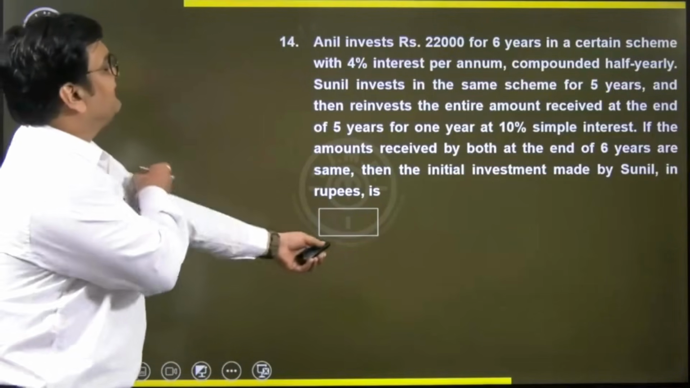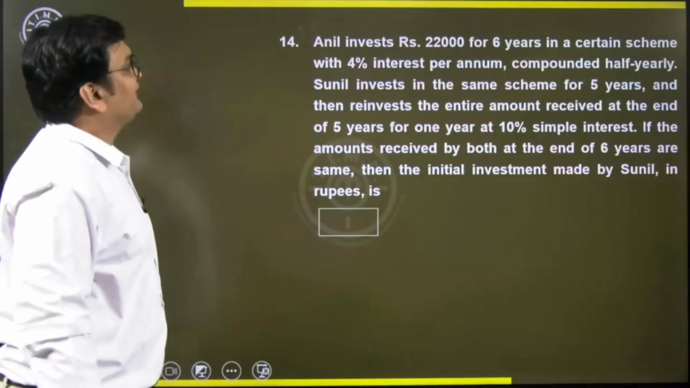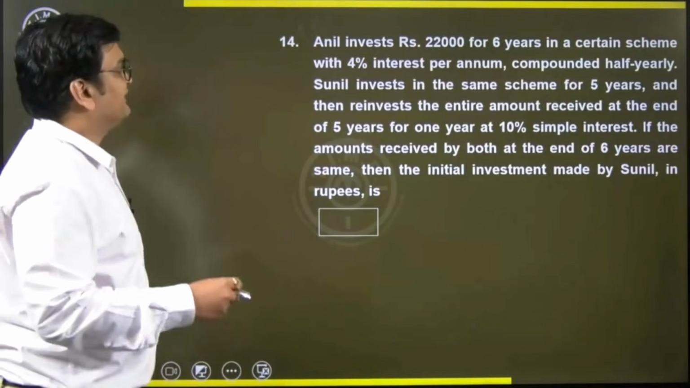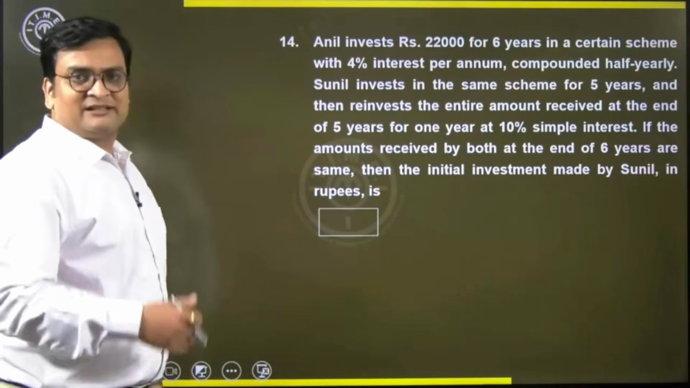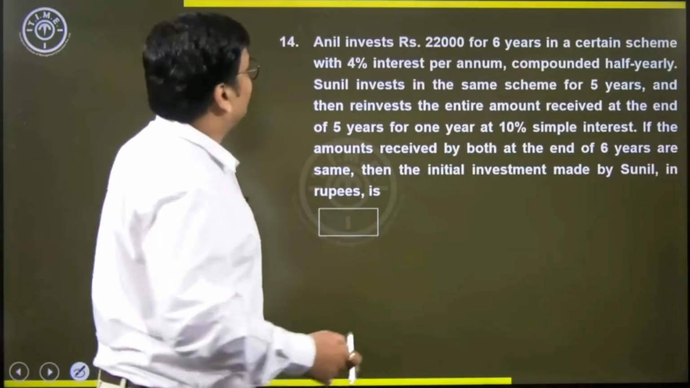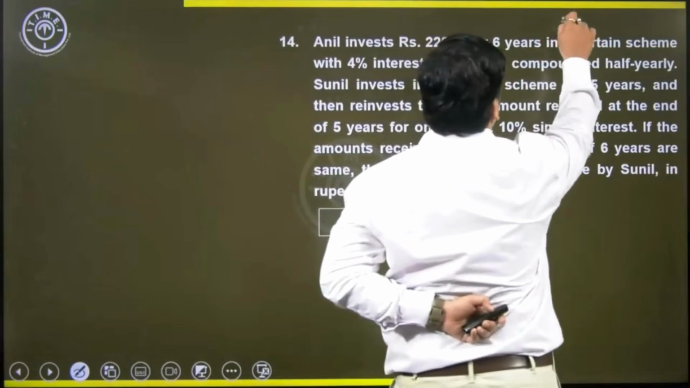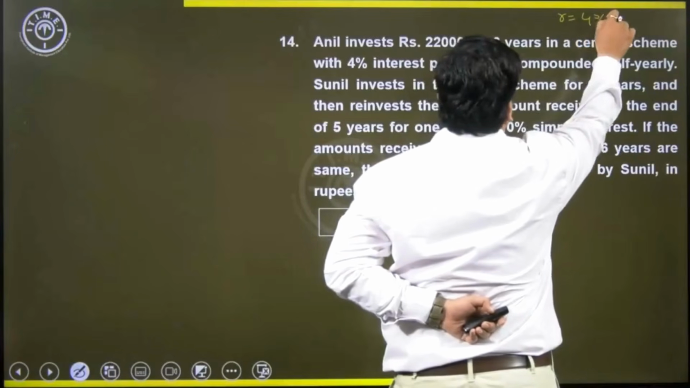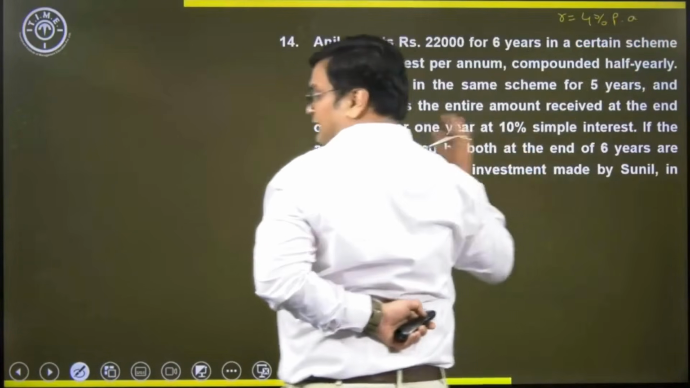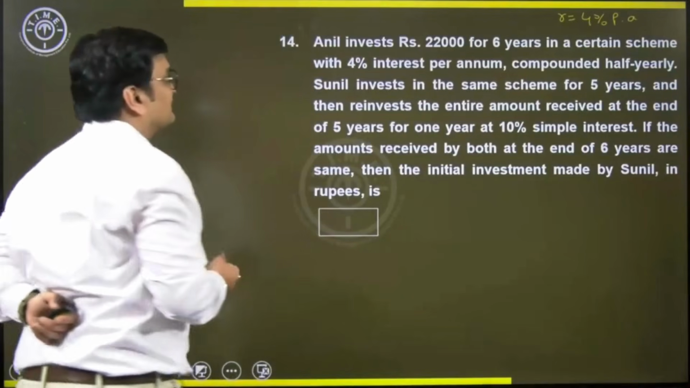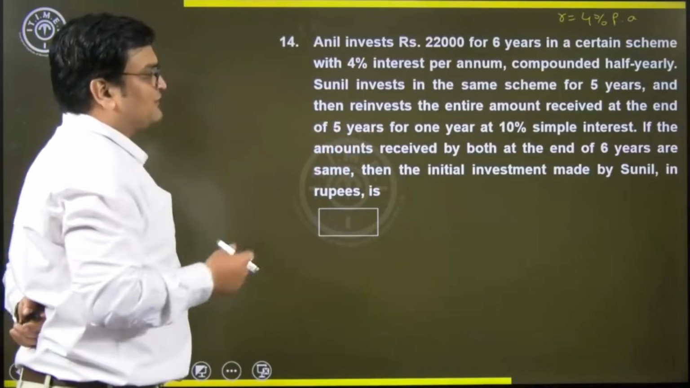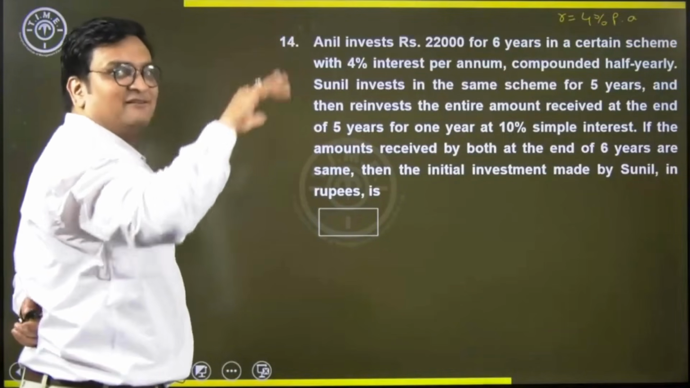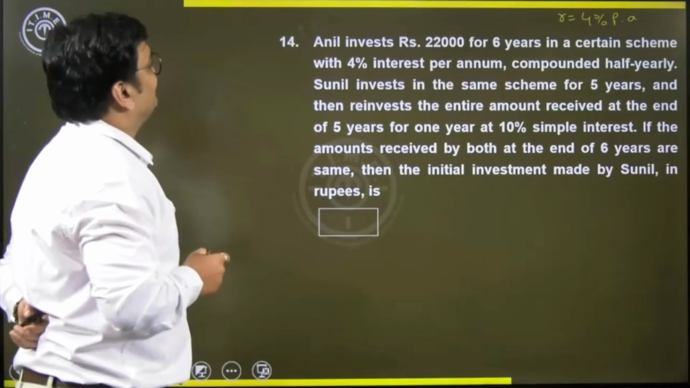14th one. Anil invests 22,000 for 6 years in a certain scheme with 4% interest per annum, compounded half yearly. So, it is a multiple compounding problem. The rate of interest is 4% per annum, so for half a year it will be 2%. Also, if the period of investment is 6 years, the number of times it will be compounded will be 12, because each year there are 2 compoundings.